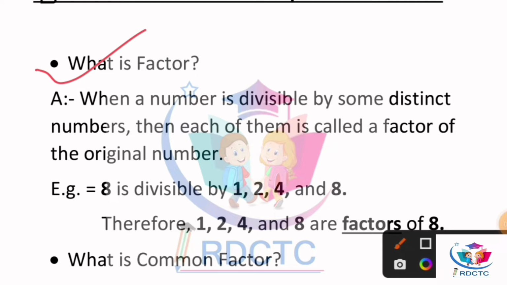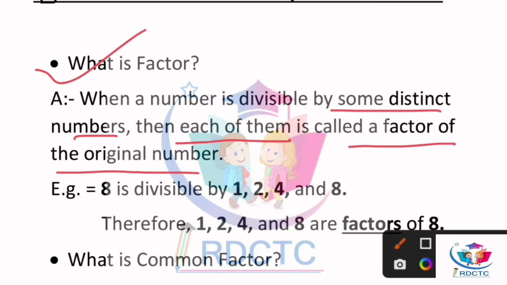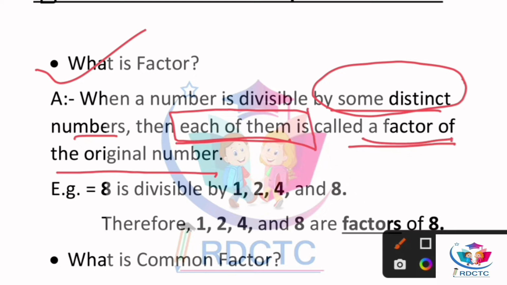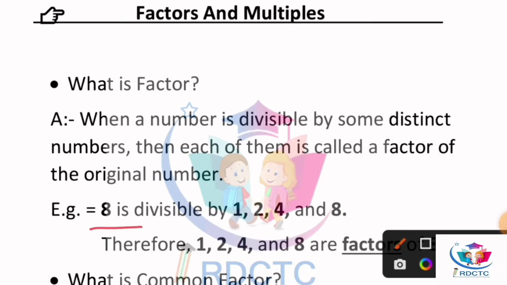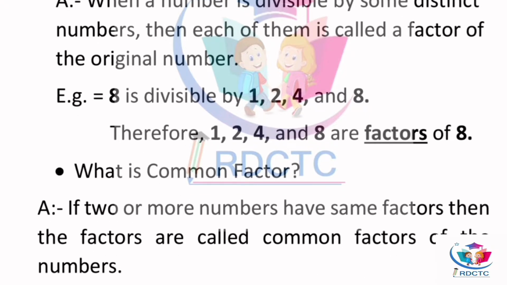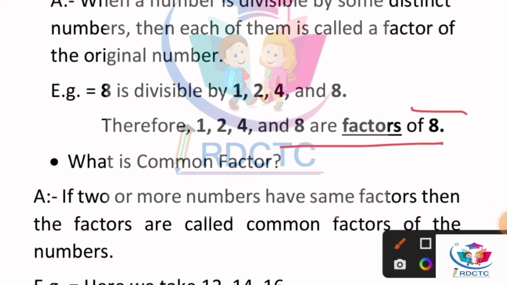When a number is divisible by some distinct numbers, then each of them is called a factor of the original number. Okay? Example, 8 is divisible by 1, 2, 4 and 8. That is why 1, 2, 4 and 8 are the factors of 8. Okay. Now, next question. What is a common factor?